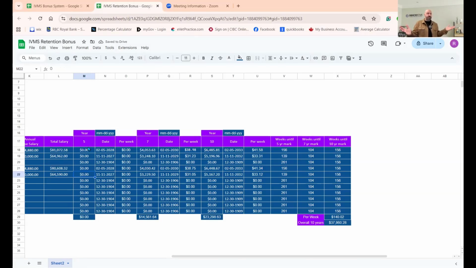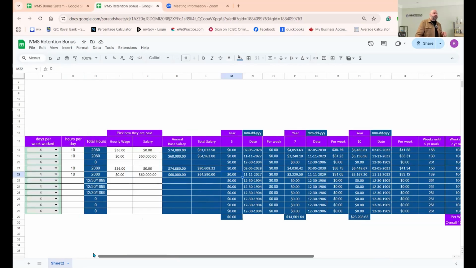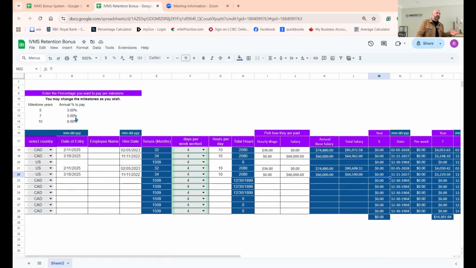You've paid almost $9,000 roughly. Now you need to set money aside for the next 2-year mark, being the 7-year milestone. So you've got 2 years to prepare for that. That 2 years is $140. Again, you've set your parameters here. This is set at 3, 5, and 8. You can change it to 6, no problem.